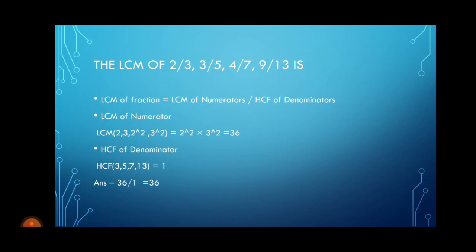HCF of denominators. Denominators are 3, 5, 7 and 13. There are no common factors for these values. So the HCF of these values is 1. The only factor available is 1. Then the answer will become 36 by 1, LCM divided by HCF, which is 36 divided by 1, equal to 36.